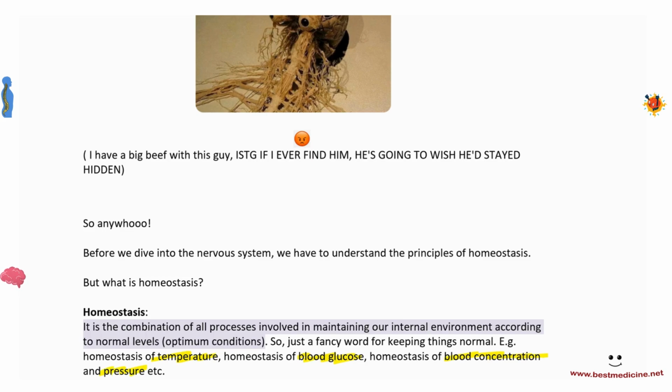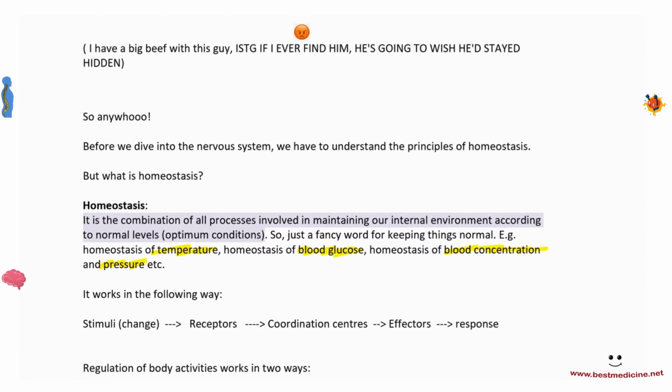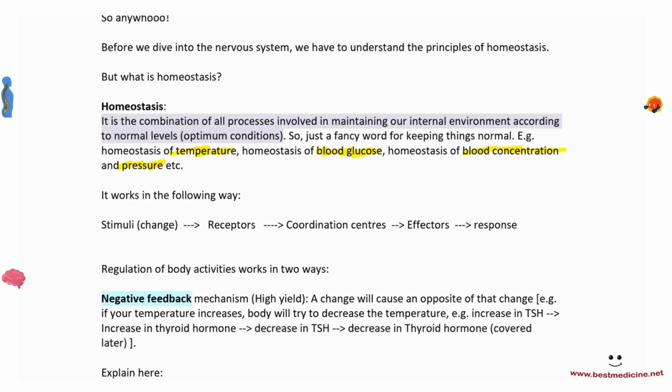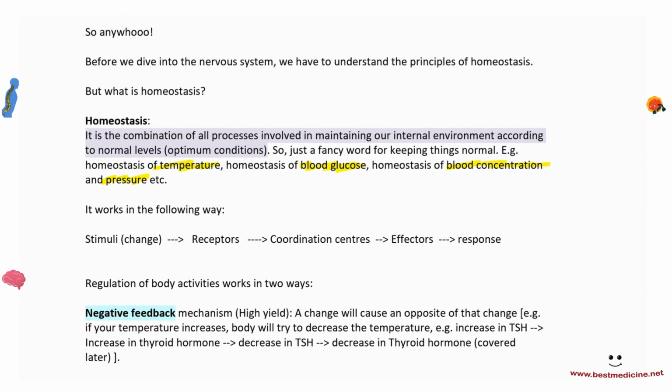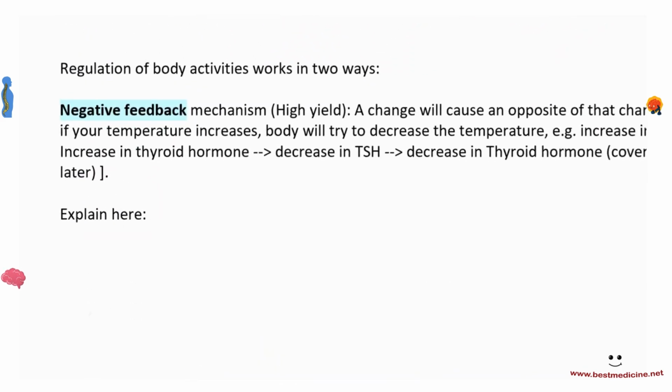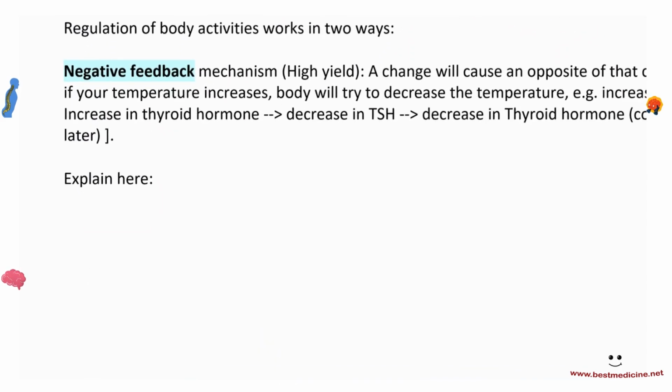So how does homeostasis actually work? Before we go deeper into the nervous system, we gotta understand how homeostasis would essentially pan out. It works in the following ways. Basically, there's a change, a stimulus that is detected by the receptors. So let me quickly show you here. For example, something in the body changes, like there's an increase of something or a decrease of something. And that is the change.